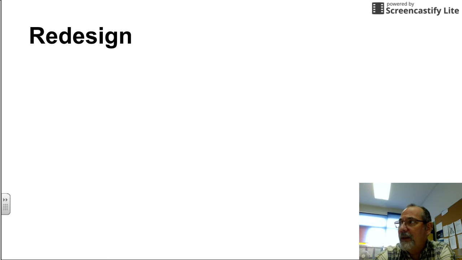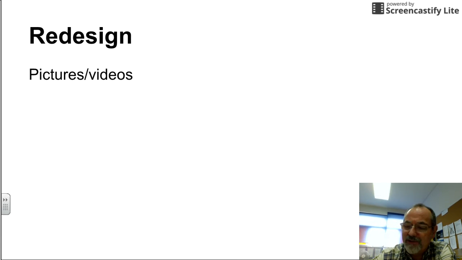Redesign, things that you had to do to make it work again, or that you noticed. Pictures again and videos with explanations. Focus comments.